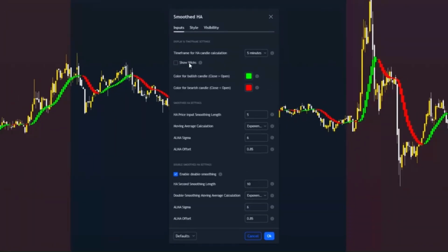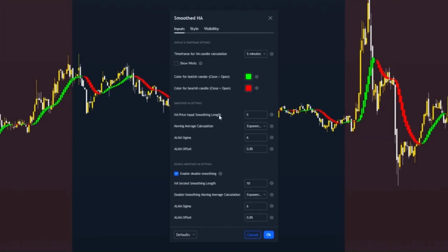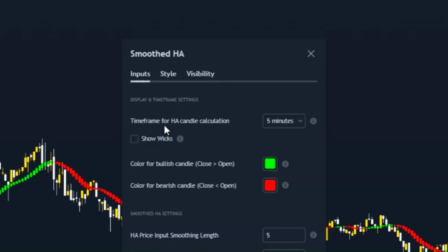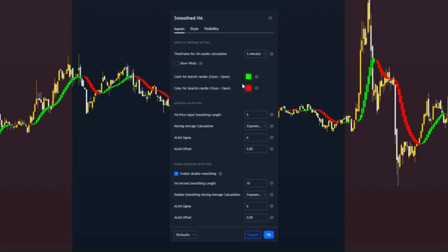Click on the settings for the first indicator. You can see we have the smoothing length set to 5, show wicks is turned off, and the time frame for the Heiken Ashi candle calculation is set to 5 minutes. I've also set the colours to green and red and made it nice and bright, as this will be our entry signal. Now for the second Heiken Ashi indicator, I have set the time frame to the 1-hour chart.